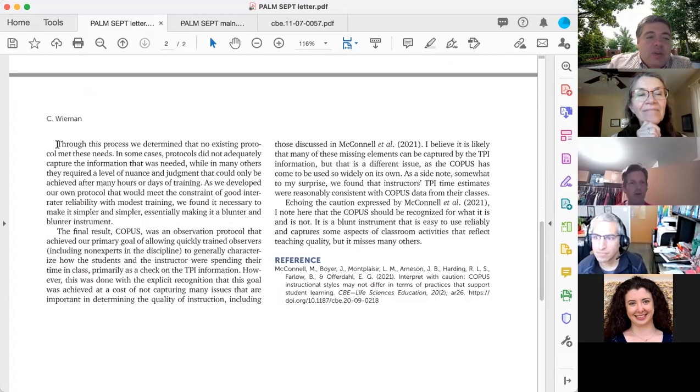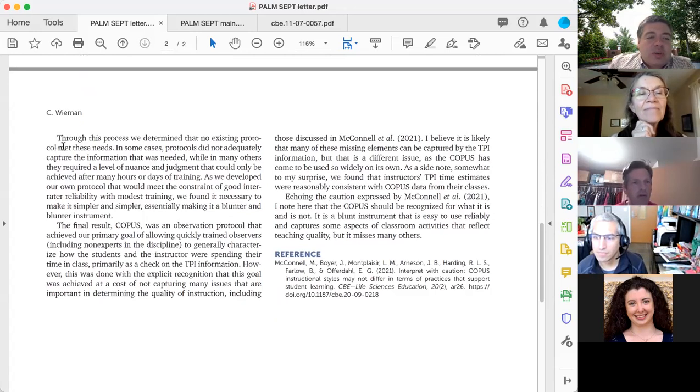Here we go. Through this process, we determined that no existing protocol met these needs. As we developed our own protocol that would meet the constraint of good interpreter reliability with modest training, we found it necessary to make it simpler and simpler, essentially making it a blunter and blunter instrument. And so Sue could speak to this a little bit, because Sue was responsible with PALM for getting the people that would watch the COPUS videos and get the data for us.